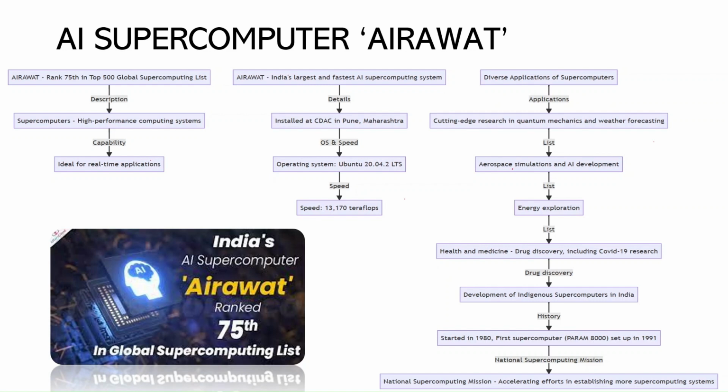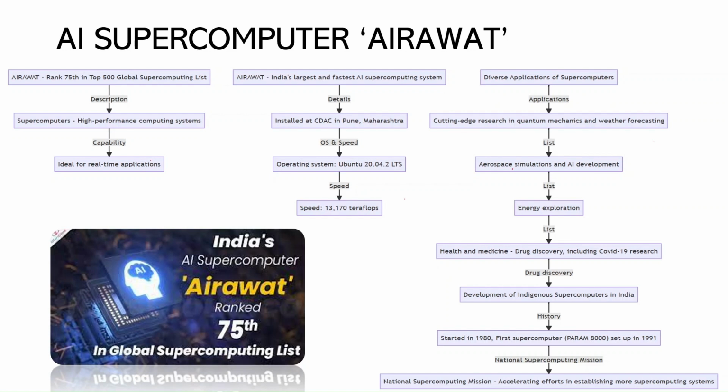The performance of a supercomputer is measured in floating point operations per second, or FLOPS, and it can perform billions and trillions of calculations per second. AIRAWAT is India's largest and fastest AI supercomputing system, installed at the Centre for Development of Advanced Computing, or CDAC, in Pune, and it boasts an incredible speed of 13,170 teraflops.